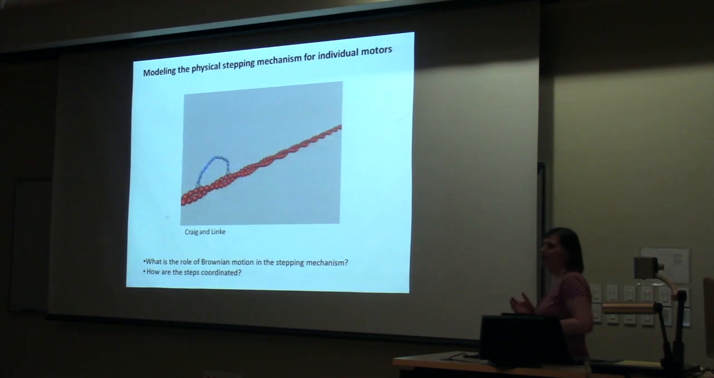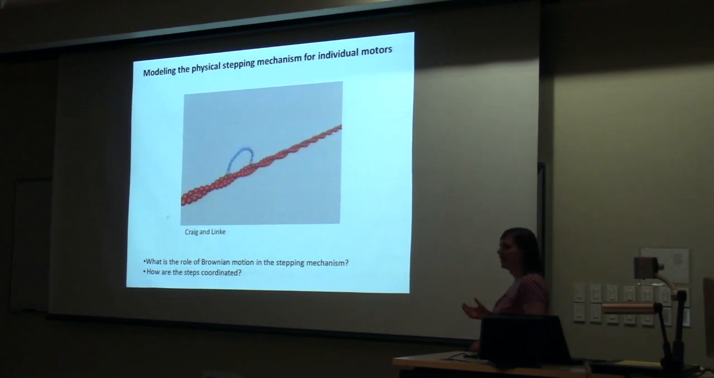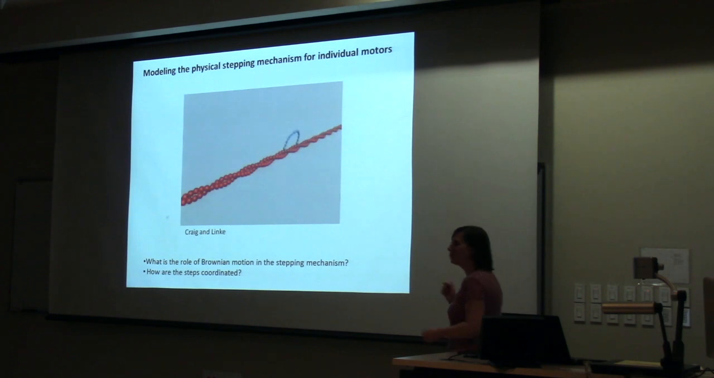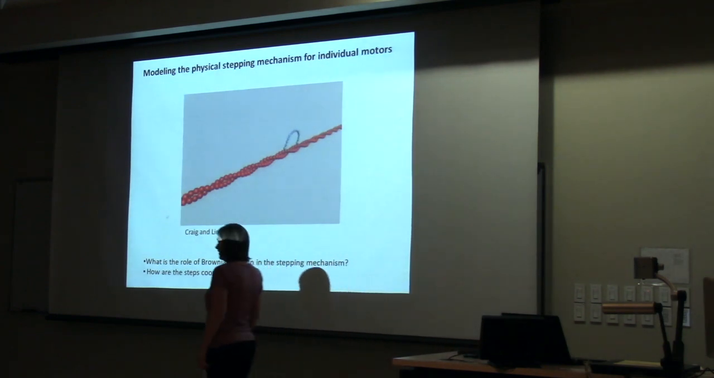And so, for me as a physicist, some of the questions that really stand out to me about this movement is, one, what is the role of Brownian motion in the stepping mechanism? So these molecules exist in an environment where they are very small and they are surrounded by large water molecules that are moving around through thermal motion and bombarding them from every which direction. And so the motor cannot just walk really steadily like we would.